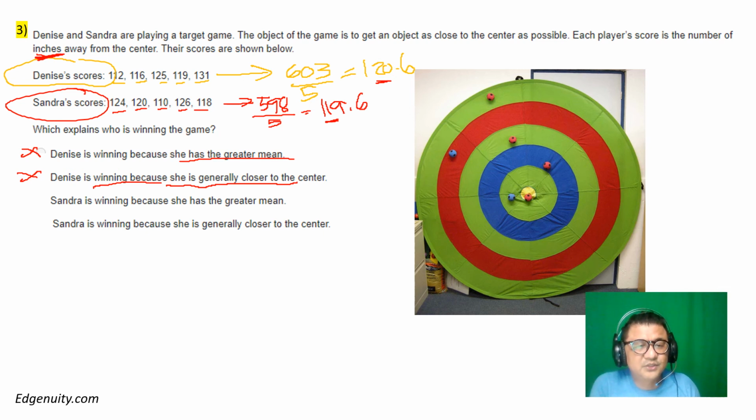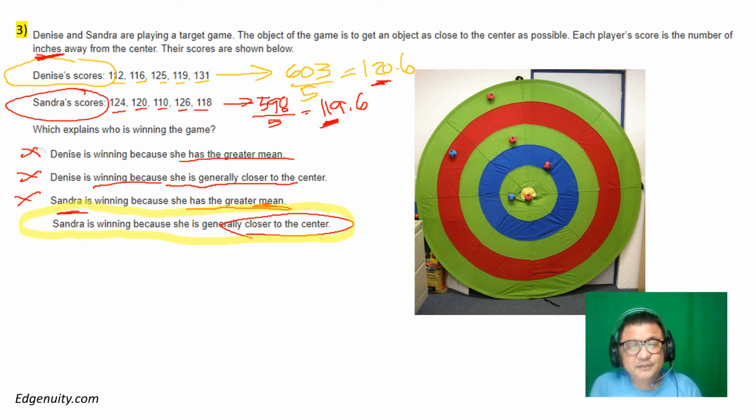Sandra is winning because she has a greater mean. Okay, is Sandra's mean greater than Denise's? No, it's not. What else? Sandra is winning because she is generally closer to the center. Okay, so the correct answer is this one. Okay, the fourth one. The smaller the number is, the closer you are to the center because they're counting the number of inches.